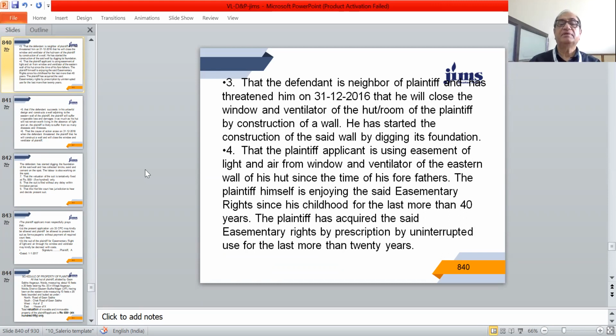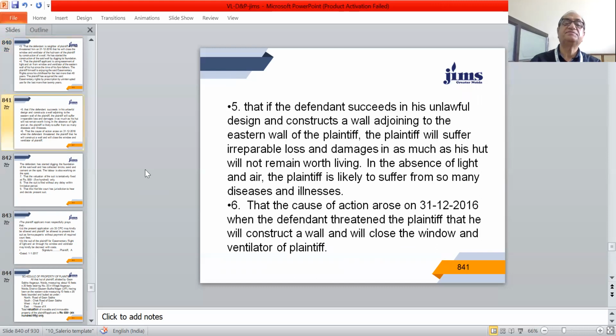Para 4: that the plaintiff applicant is using the easement of light and air from the window and ventilator of the eastern wall of his hut since the time of his forefathers. The plaintiff himself is enjoying the said easementary rights since his childhood, for the last more than 40 years. The plaintiff has acquired the said easementary rights by prescription, by uninterrupted use for the last more than 20 years. Dear students, you know that easementary rights by prescription mature when a person is using the easement for at least the last 20 years.